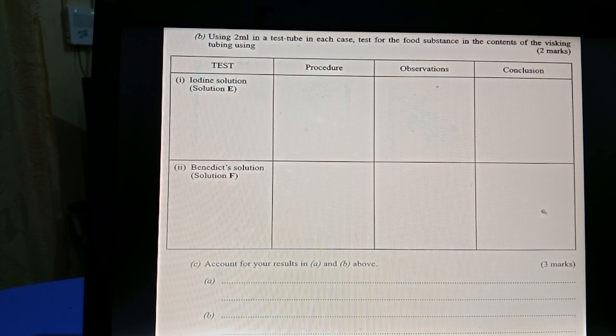You find now here, instead of writing food substance, we have written test. So the test is known as iodine solution test. And this one is known as Benedict's test. So iodine test and Benedict's test. But if it was food substance, now you'd put the food substances. But you should also still be knowing the reagents. So in C, you are accounting for your results in A and B above.